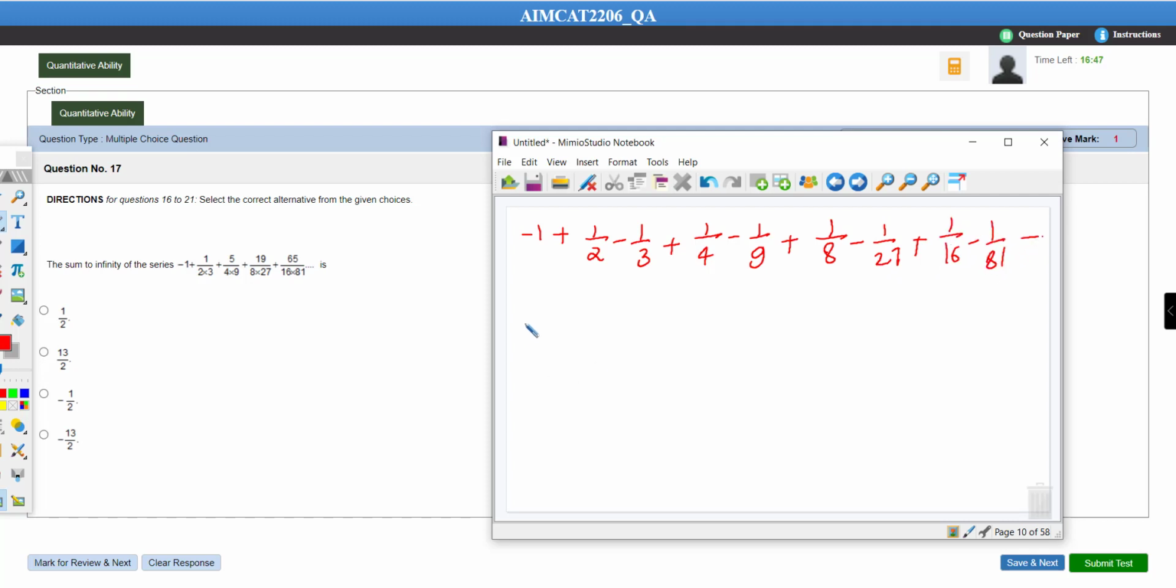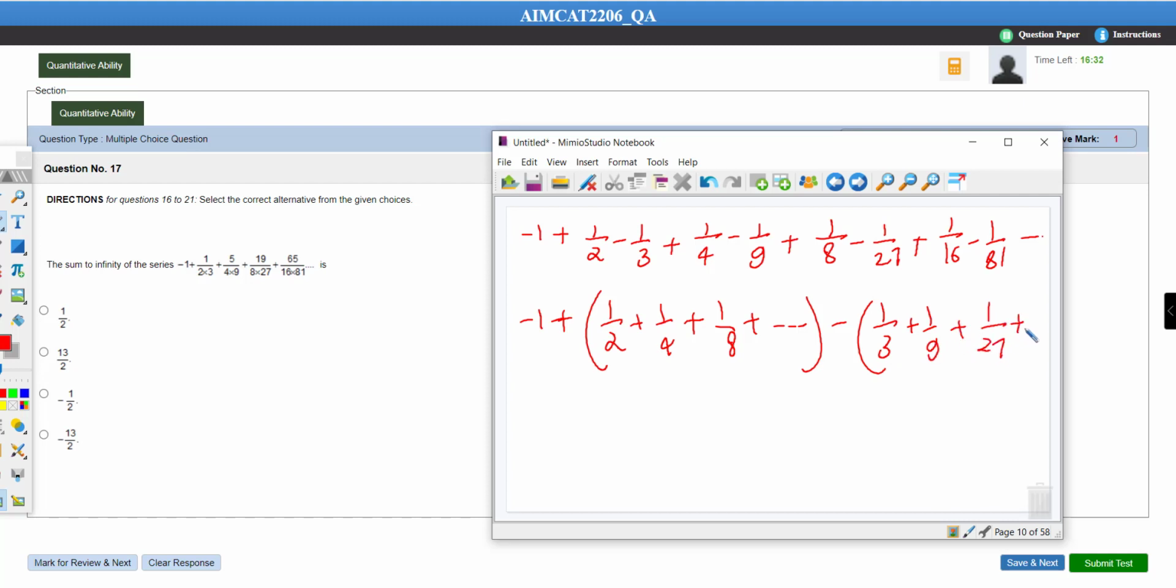Now these are powers of 2. So 1 by 2 plus 1 by 4 plus 1 by 8 and so on till infinity, and then take the minus sign common, then 1 by 3 plus 1 by 9 plus 1 by 27 and so on. Correct, this is a GP, an infinite GP. So the sum of an infinite GP is first term divided by 1 minus r.